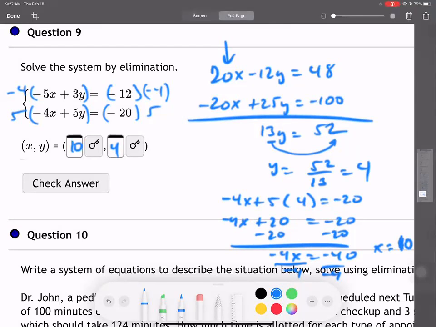Is that right? Did I flip it around? Is that right? Let me double check. -40 plus 20. Yeah, that's right. -5 times 10 is -50. But then plus 3 times 4 is 12. That doesn't give me -12. Did I make a mistake someplace?